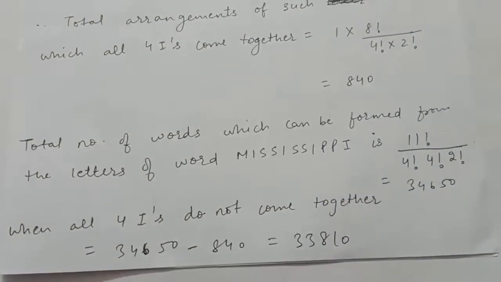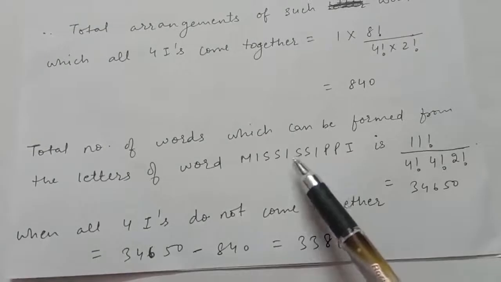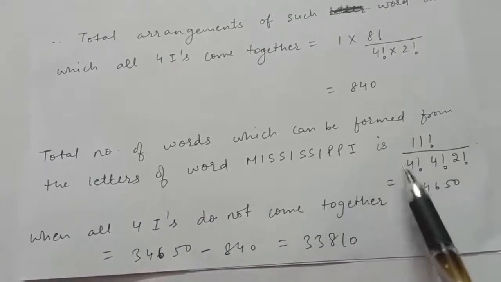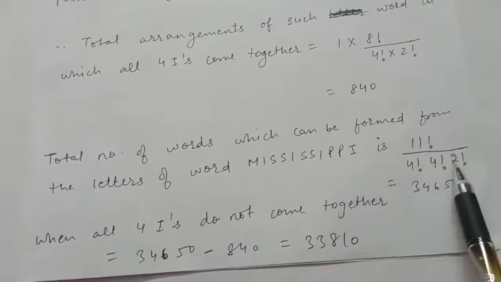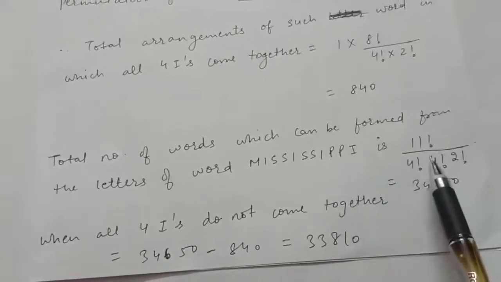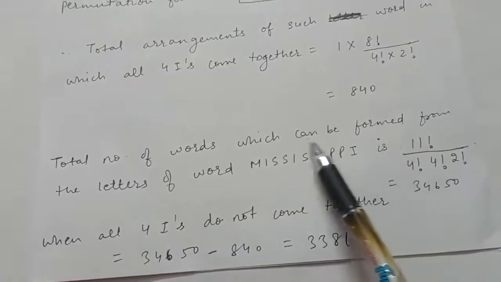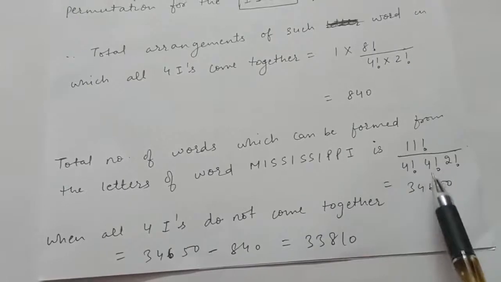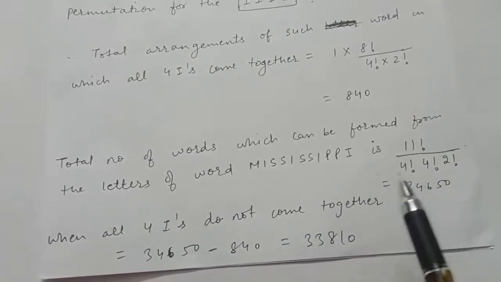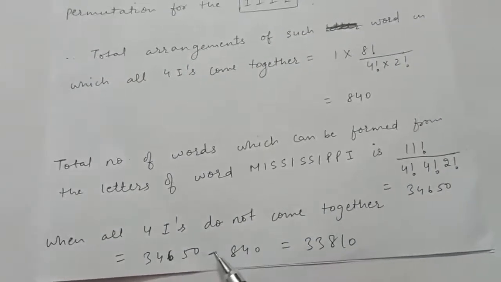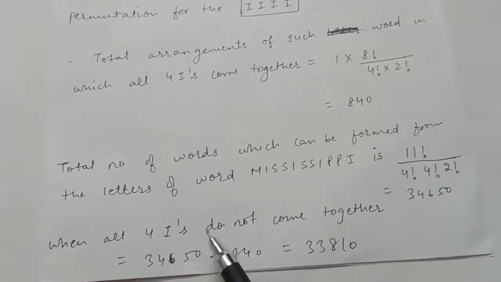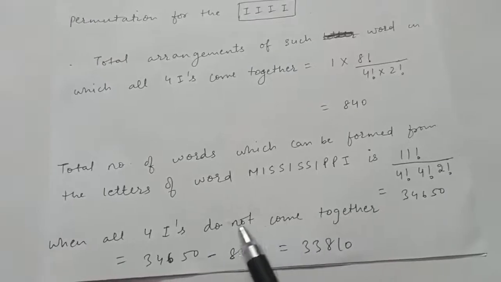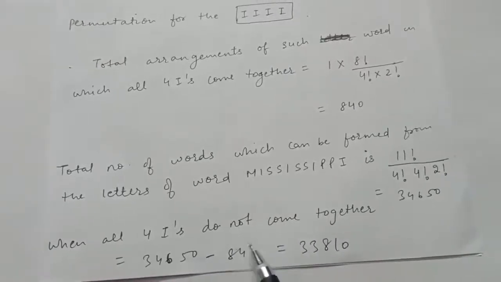Now this word consists of 11 letters, but S repeats 4 times, P repeats 2 times and I repeats 4 times. Therefore, the total arrangements for the word Mississippi is this, which is equal to 34,650.